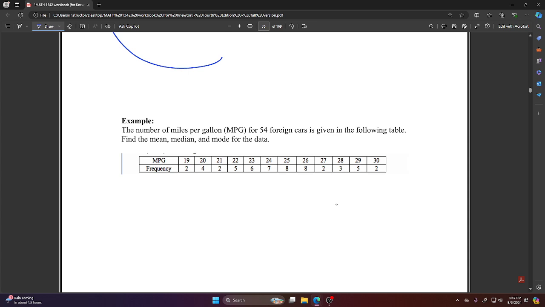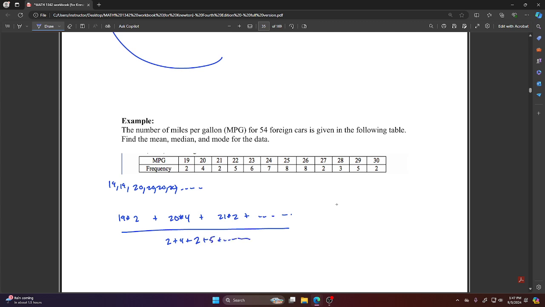I'm just going to show you briefly. You could say there's 19, 19, 20, 20, 20, 20, and that takes forever. Another way to do it though is if you multiply by each frequency and add them all up like this. So I would say 19 times 2, 20 times 4, 21 times 2, and I keep adding. And I divide by the total frequency, which would be the 2, the 4, the 2, the 5. It would take forever, though. We don't want to do that.